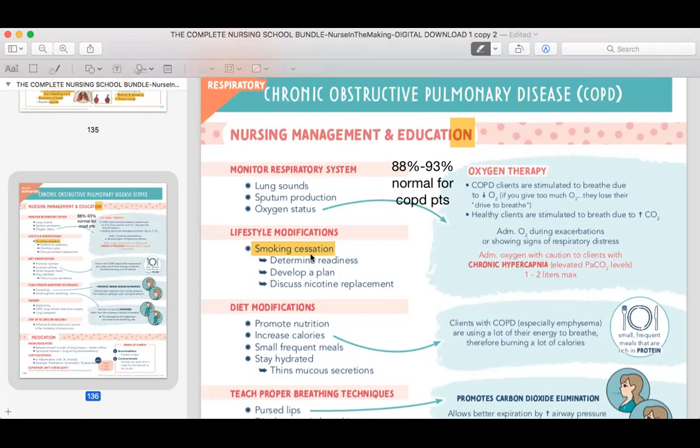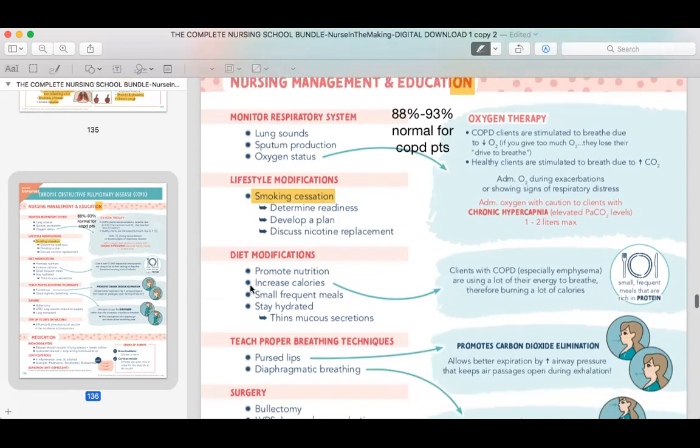Determine readiness. So make sure you stop smoking. Diet modifications: increase protein, increase calories, because you're breathing so much that you're expelling all this air and wasting energy, burning calories. So you want to make sure you're eating proteins, nutrition, small frequent meals.